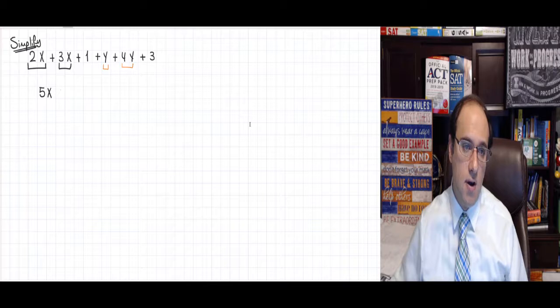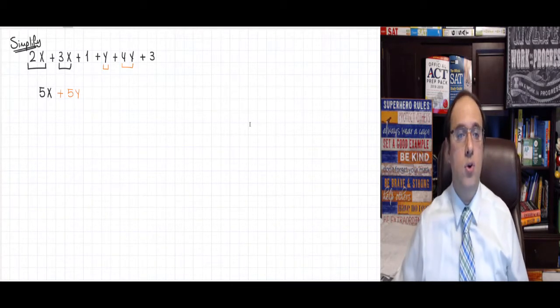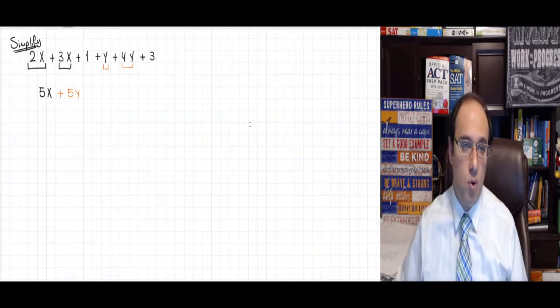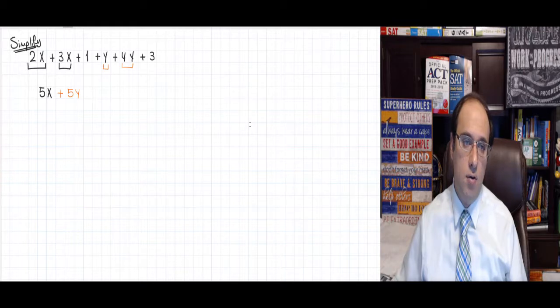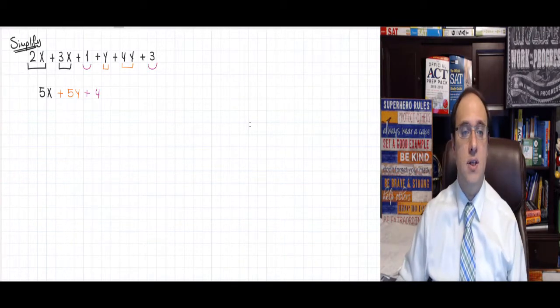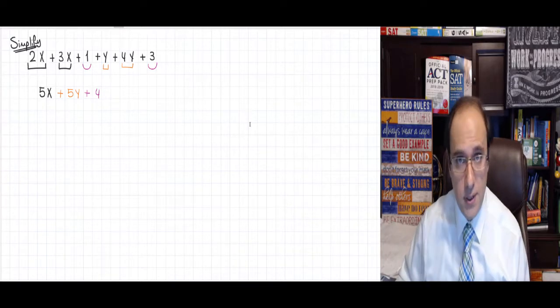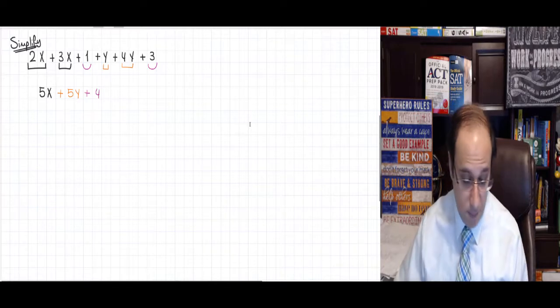So plus 5y. Perfect. Now what do we search for? We search for constants. We have the number 1, constant. We have the number 3. 1 plus 3 is 4. So now we simplified our expression into 5x plus 5y plus 4. Easy? Easy. Now let's do one that is a little bit more difficult.